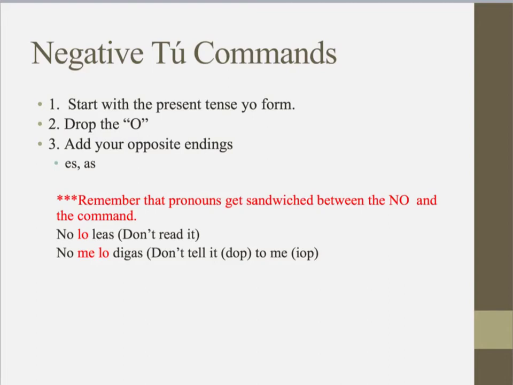For negative commands, we start with the present tense yo form. We're using the subjunctive. We drop the O and we add our opposite ending. Remember that they're going to end in either ES or AS because we're talking about tú verbs. Remember that the pronouns get sandwiched between the no and the command. Here are some examples. The pronouns are in red for you.